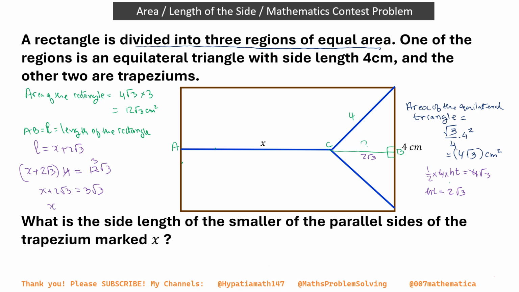So I can subtract. So 3 root 3 minus 2 root 3 would give me root 3. So I get x is root 3 centimeters, and that's the answer.